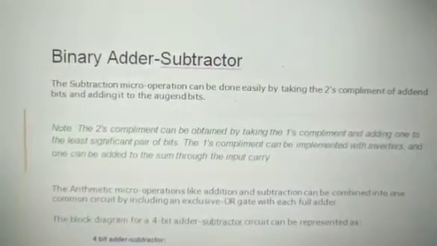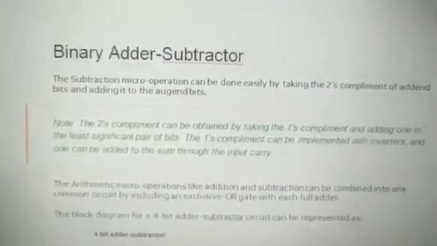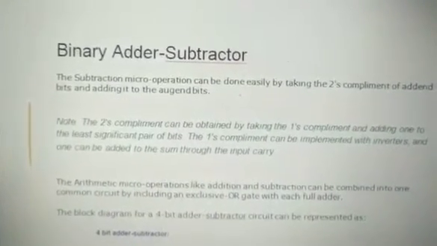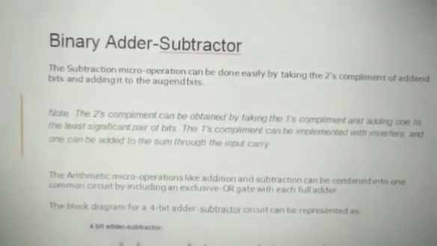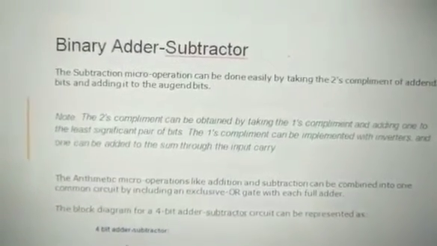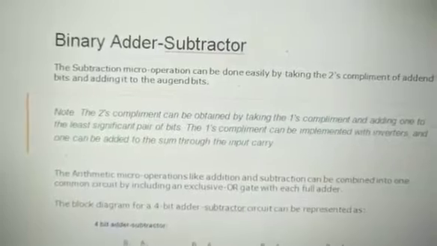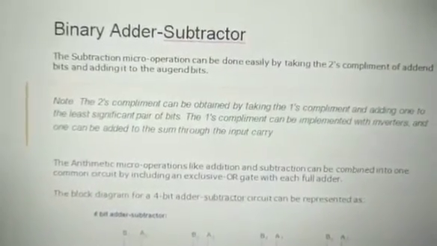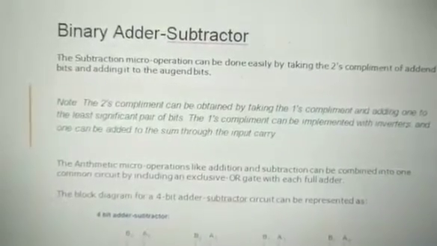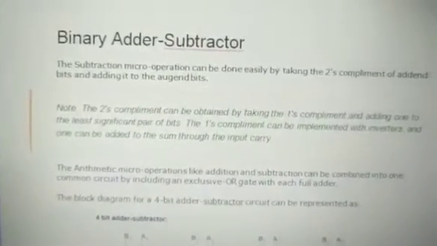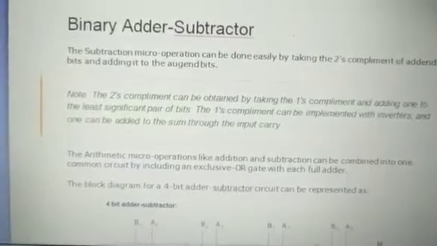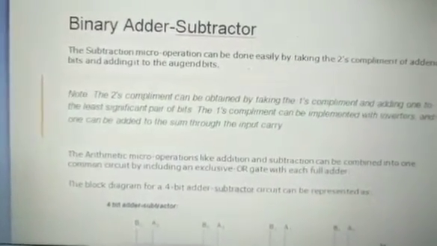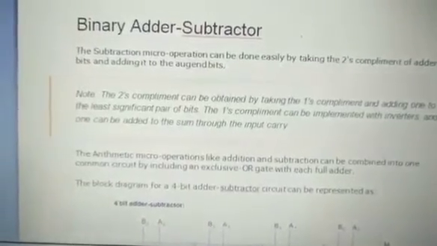Today's topic is binary adder subtractor, or you can say the 4-bit parallel adder subtractor circuit also. Okay. So, what is the function of it? Arithmetic micro operations like addition and subtraction can be combined into one common circuit including an exclusive OR gate with a full adder. So, in this circuit we can perform both addition and subtraction. Both the operations are combined into one circuit.